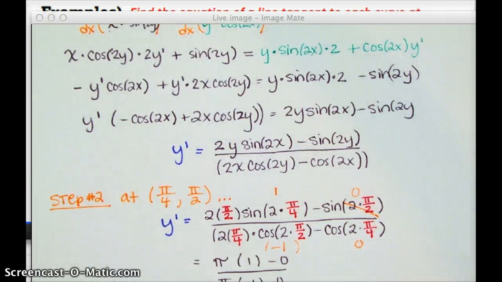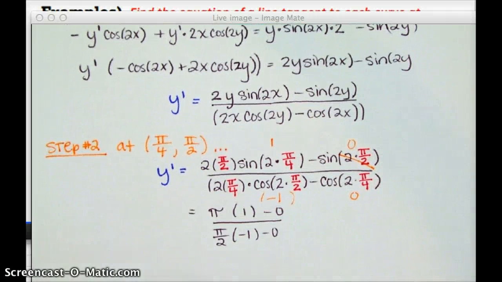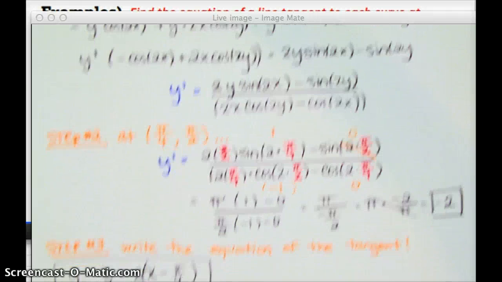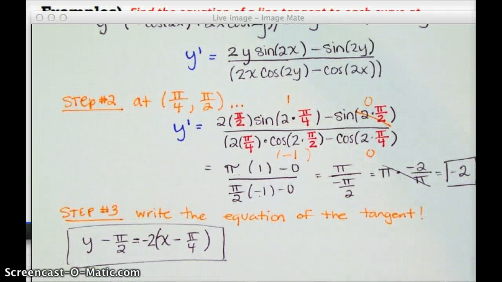So we evaluate. We get pi times 1 minus 0 over pi over 2 times negative 1 minus 0. The zeros go away, and then we keep change flip, and amazingly enough end up with this really simple looking slope. Last step is to put it all together into the equation of a line, and that's what your answer is.